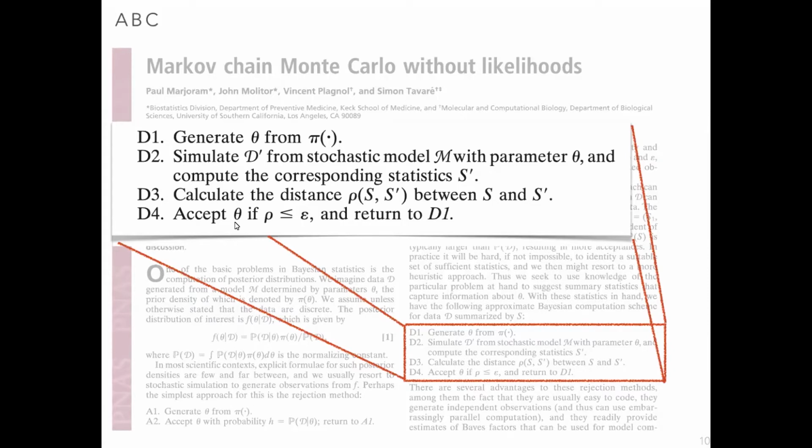Now, this is kind of nice and simple, but it's got various problems. I mean, the summary statistic can lose some information. This distance measure is quite ad hoc. The fact that there's some tolerance here means that it's only an approximate inference method.